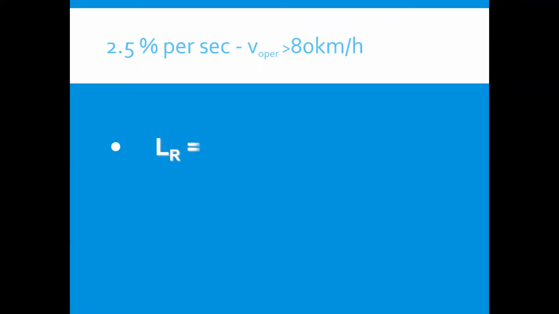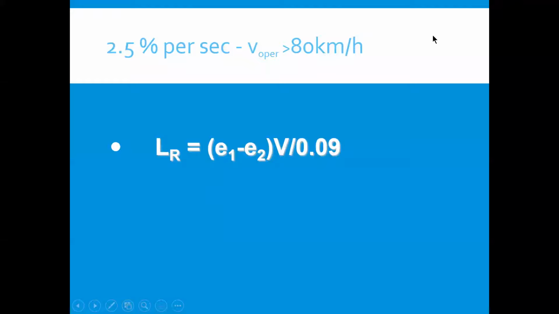where L is a superelevation development length based on the rate of rotation criterion, E1 and E2 crossfall of superelevation at ends of development length, expressed in percentages, and V is an operating speed expressed in kilometers per hour.